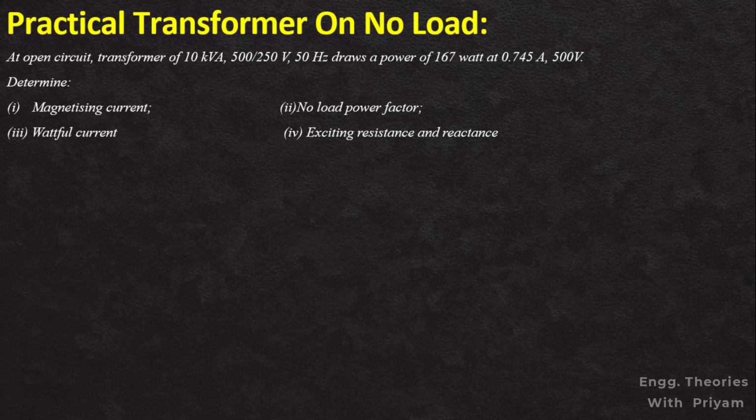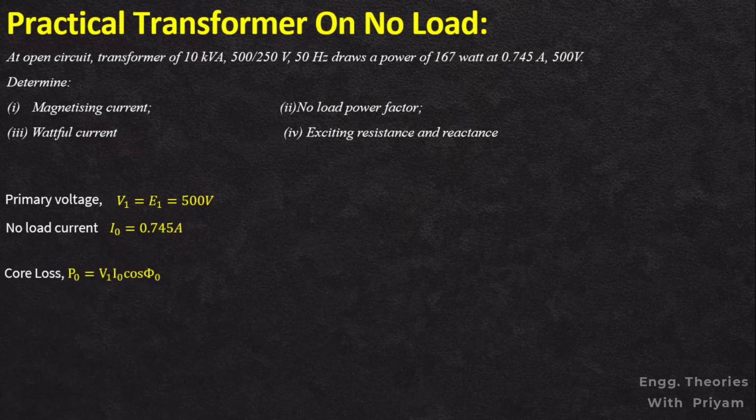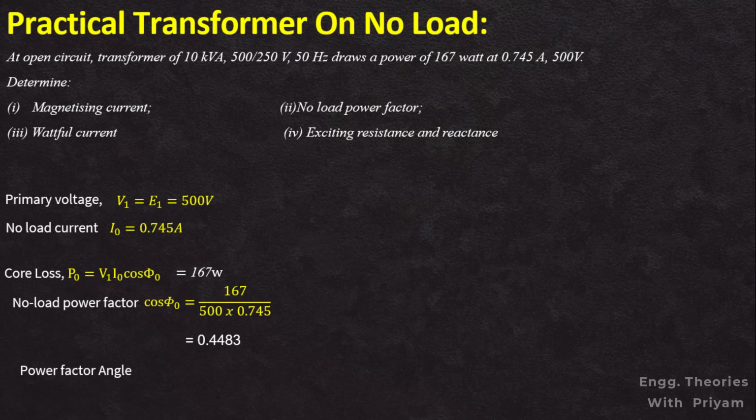At first, the primary voltage V1 is equal to 500 volt, and the no load current I naught is given as 0.745 ampere. We know that the core loss P naught is equal to V1 I naught cos phi naught, which is equal to 167 watt. From there we can calculate the no load power factor cos phi naught as 167 divided by 500 into 0.745 ampere, which will result in 0.4483, and from there we can also calculate the power factor angle phi naught as 63.365 degree.